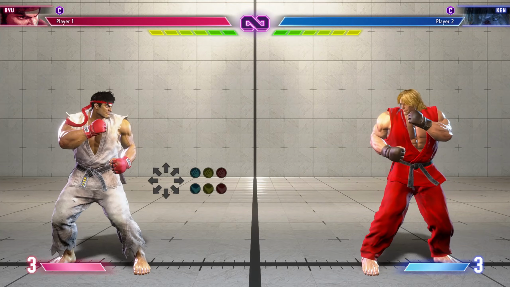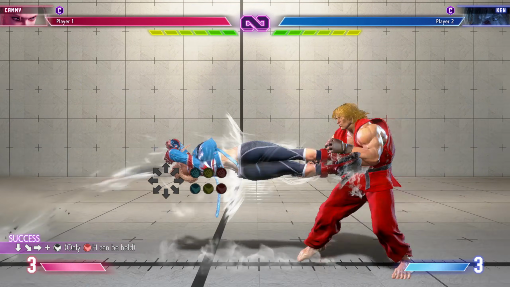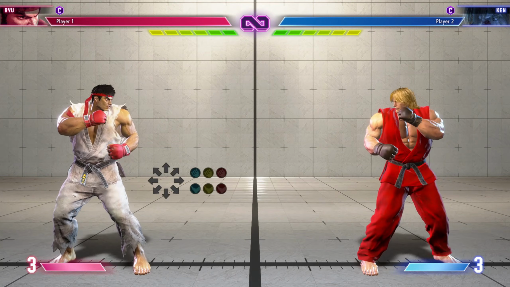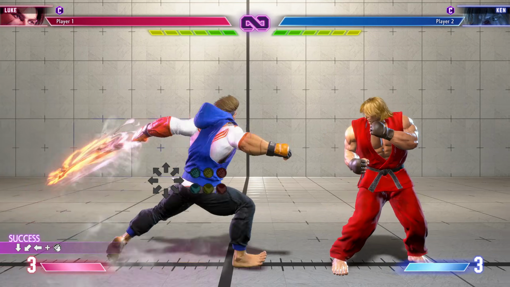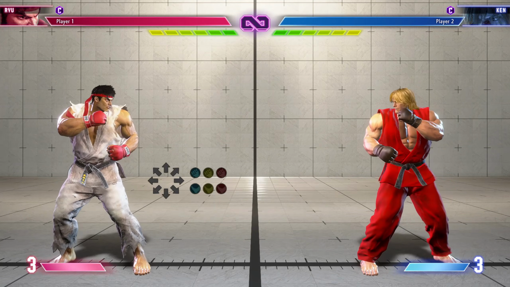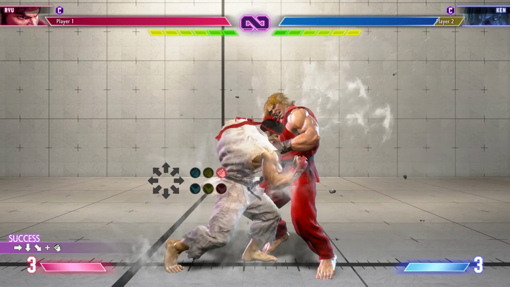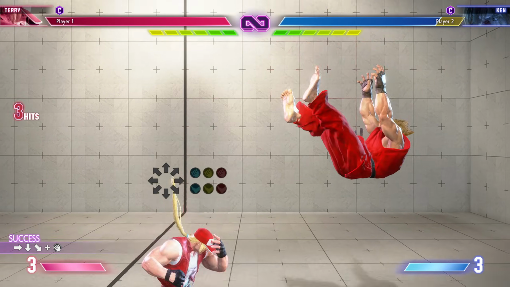236 is a forward quarter circle. Some examples are Hadouken, Kami's spiral arrow, and Bison's scissor kick. 214 is a backwards quarter circle. Some examples include Tatsumaki, Luke's flash knuckle, and Ed's psycho blitz. 623 is the dragon punch input, or DP. Some examples include Shoryuken, Kami's cannon spike, and Terry's rising tackle.